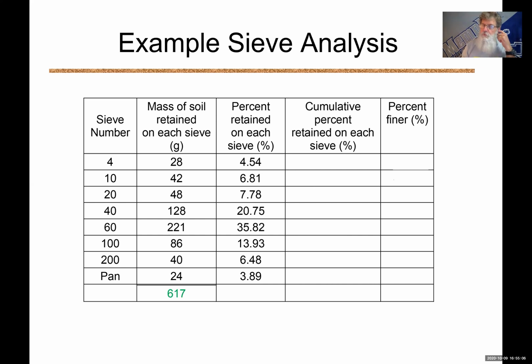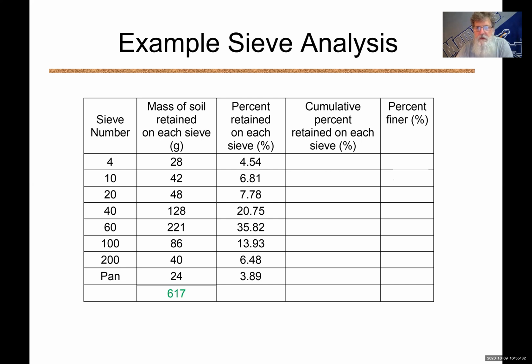So for example, the first one is 28. 28 divided by 617, which is the total, gives you 4.54%. And all the way down, for example, the 100 sieve is 86 grams. 86 grams divided by a total of 617 gives me 13.93%. So you can make each of those calculations individually, and they're not really a function of each other.